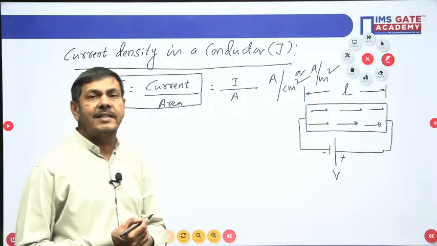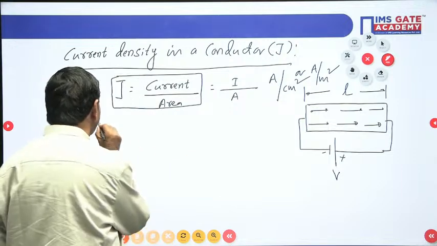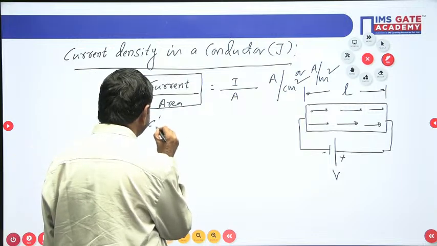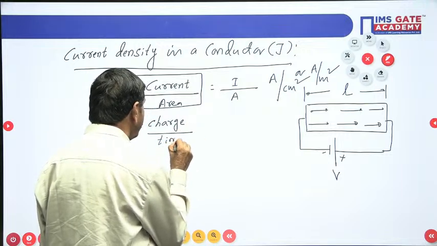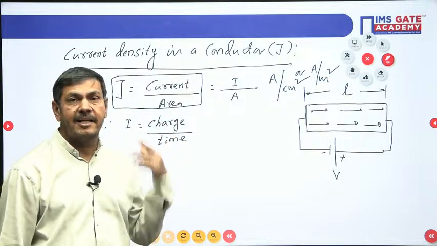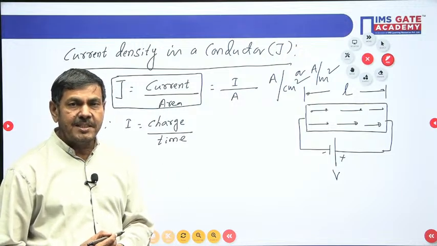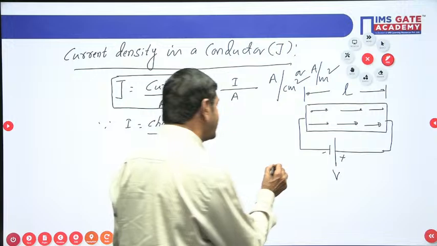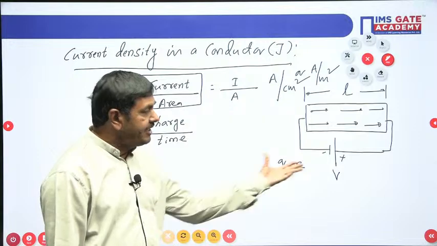In case you are not given the current directly, how can we calculate it? Current is nothing but charge by time, charge divided by time. By using this formula, you can determine current. Charge can be taken as Q or E. Okay, you can put Q, otherwise E, no problem.